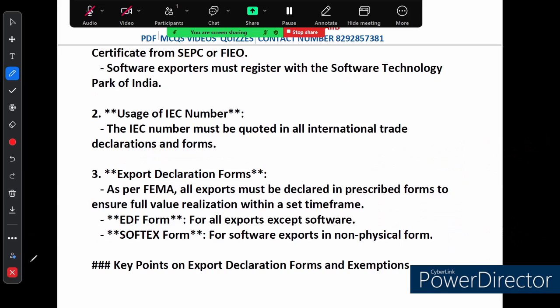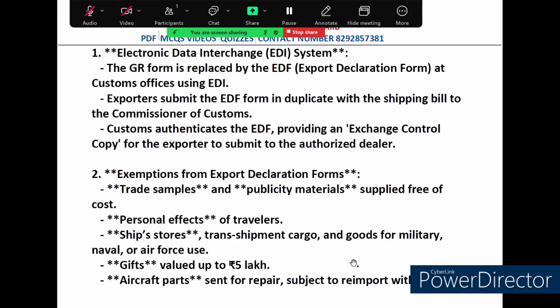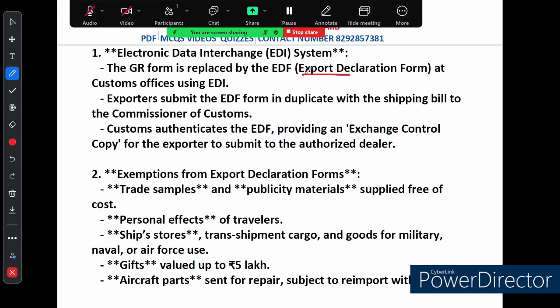Now let's come to the next part, that is the key points on the export declaration form and exemptions. So we will be focusing on the export declaration form, specifically the EDF form, and the various exemptions you need to know about as an Indian exporter. First let's talk about the EDF. What is EDF? Export declaration form.